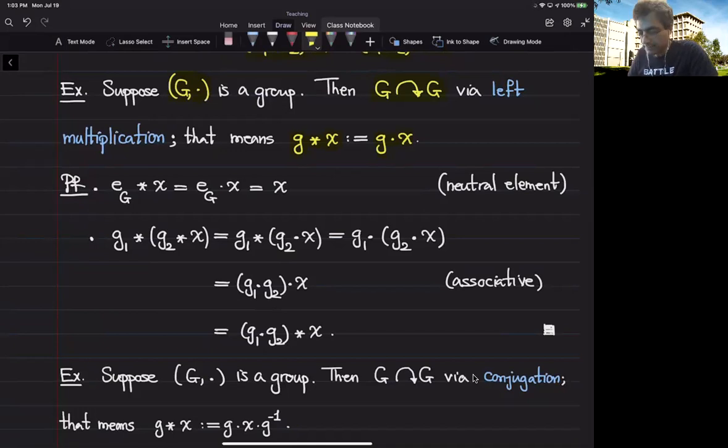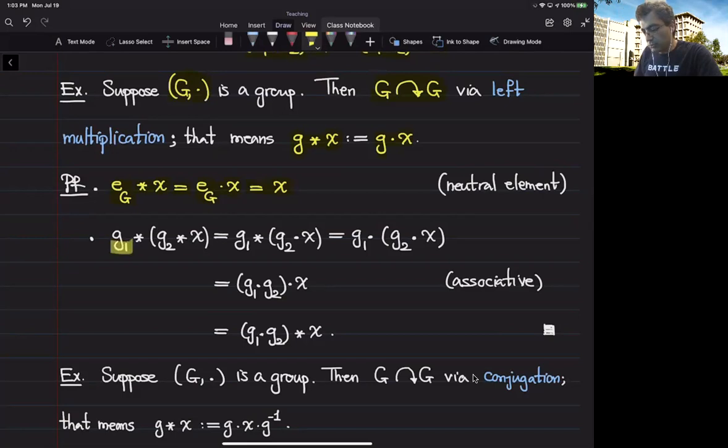Let's start with the neutral element. You have to say that the neutral element acts trivially on all the points of the set. That means I need to show that the neutral element star X is X. But what is this star? It simply means that I need to multiply the neutral element by the element X inside the group G. By the definition of the neutral element, I know that e_G dot X is simply X, and that's exactly the condition that we were looking for.